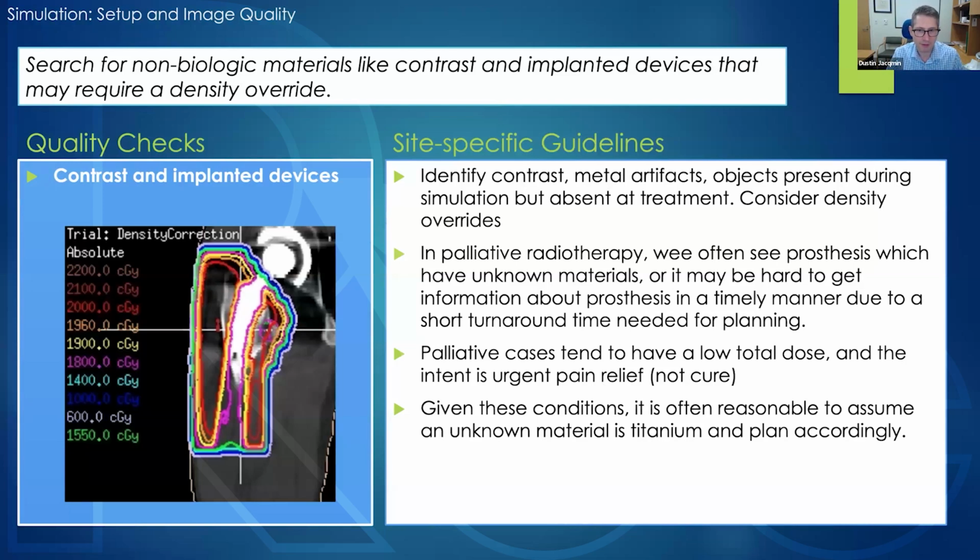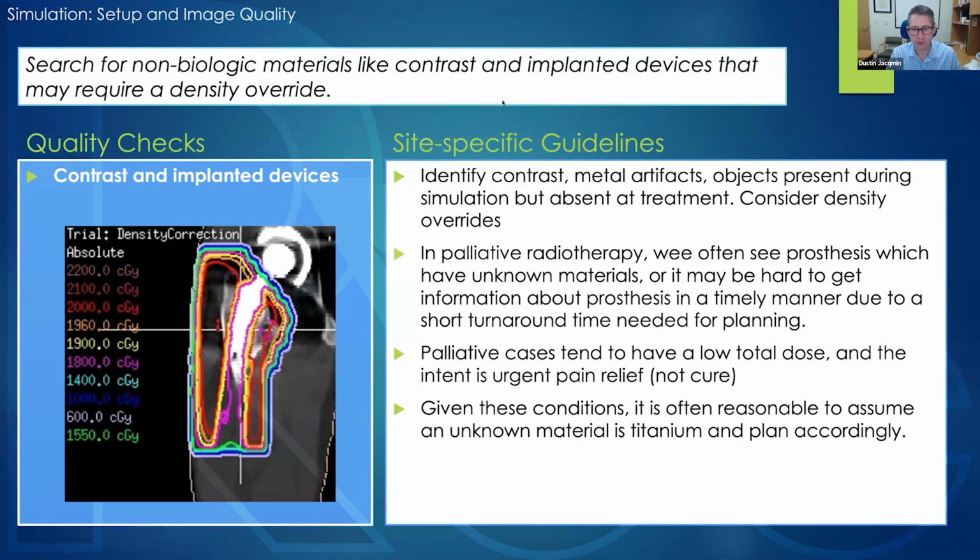It's fairly common for patients to have prostheses and metal in their arm, or screws in their spine. Just generally orthopedics of some kind to help support the patient when they've had problems with their bones. In palliative radiotherapy, we see these prostheses and they have unknown materials, and it may be hard for us to get information about the prosthesis in a timely manner due to the short turnaround time needed for planning.